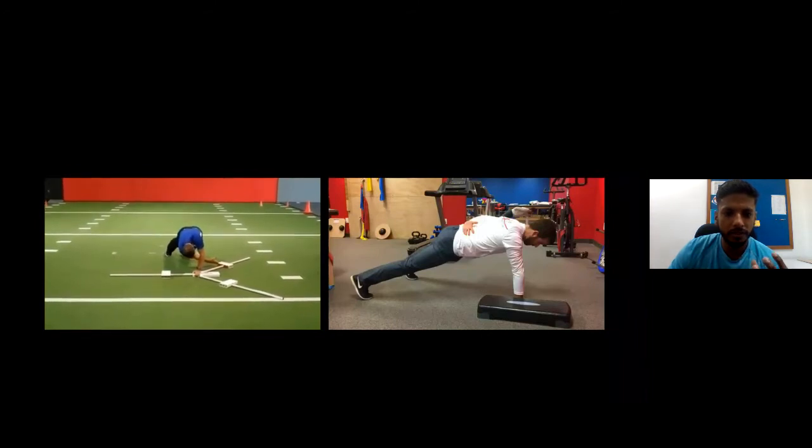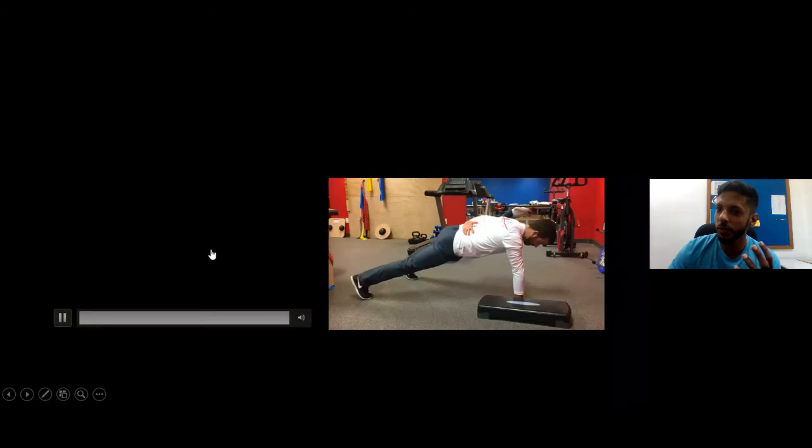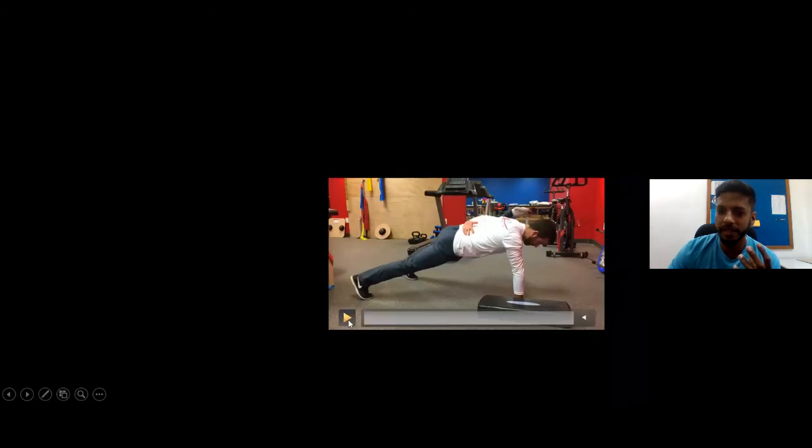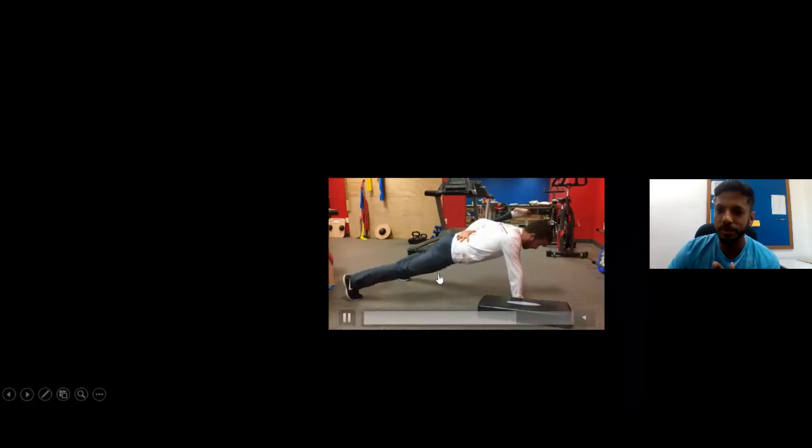Okay, so look at the challenge we're giving. Again, in this also, the challenge is not only to the shoulder, it is on the entire kinetic chain, especially the core musculature. And this also needs a tremendous amount of strength, plus a tremendous amount of strength of the core musculature, abdominal musculature also.